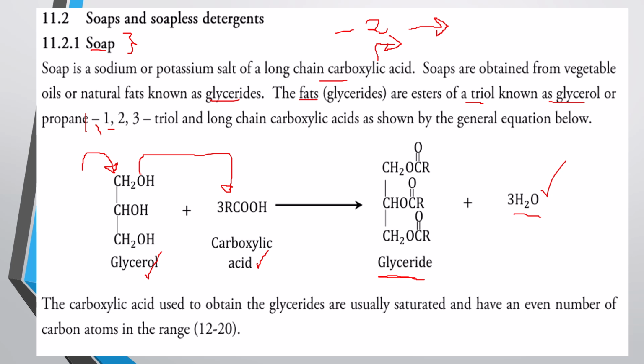With that, we can proceed by saying that the carboxylic acids used to obtain these glycerides are usually saturated, and they have a large number of carbon atoms. That's why we call them long chain carboxylic acids. That means that the carbon to hydrogen ratio must be as high as possible, preferably between 12 to 20 carbon atoms.